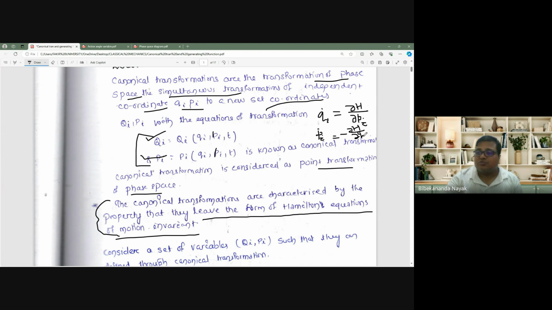That is, if you transform from small q to capital Q and small p to capital P, then capital Q satisfies this equation: Qi dot is equal to del K by del capital P, where K may be a constant, which is stated as a Hamiltonian for that system, and capital Pi dot is equal to minus del K by del capital Qi. The form of Hamilton's equation remains invariant if the transformation is a canonical transformation.